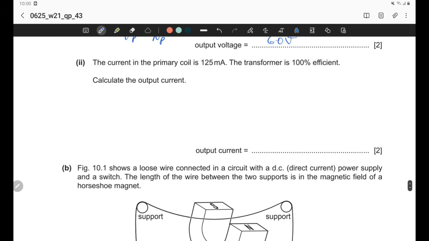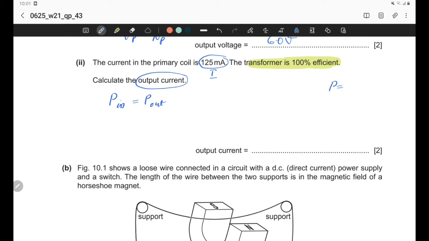The current in the primary coil is 125 milliampere. The transformer is 100% efficient. Calculate the output current. So the transformer being 100% efficient means there is no energy loss. So that means the power input will be equal to the power output. Where, what is the equation of power?